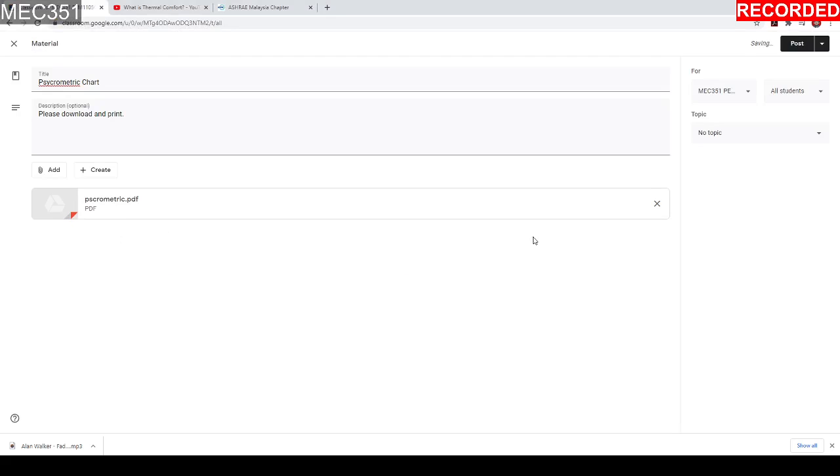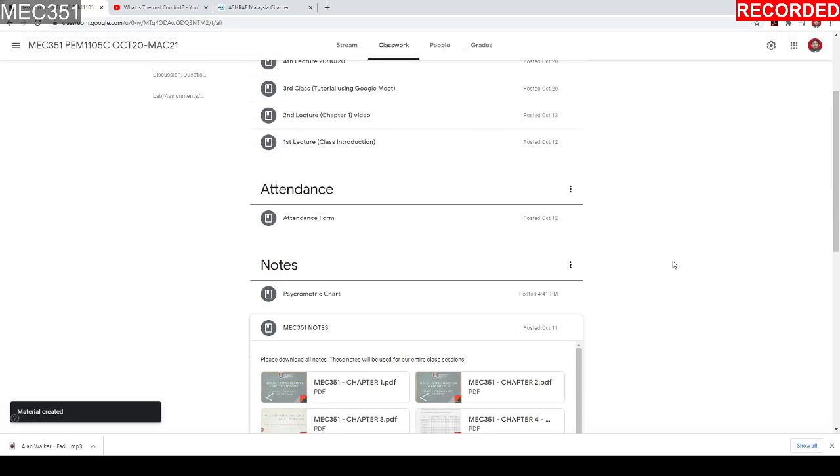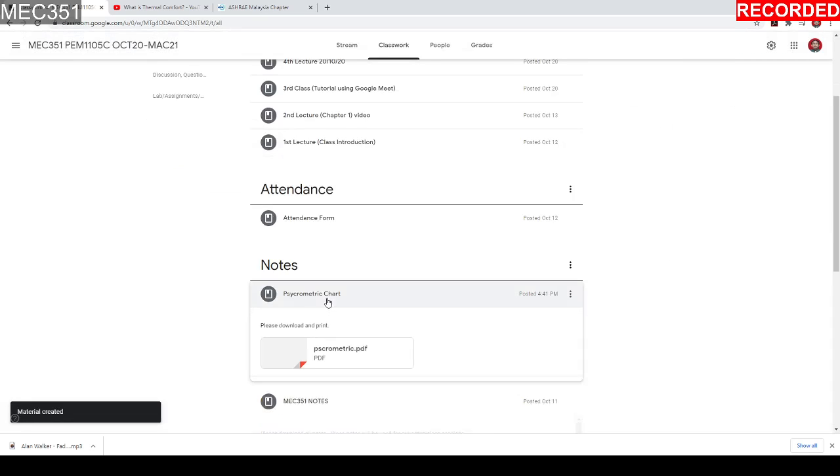Okay. So make sure you download and print this psychrometric chart, because the chapter 2 and chapter 3 we are going to use these charts in a lot of the problems. I put it here under notes. Okay, pause. Okay, this one.